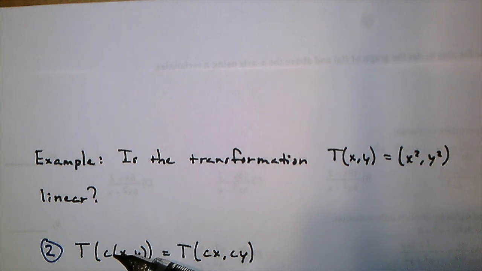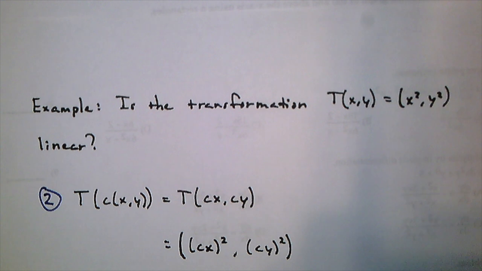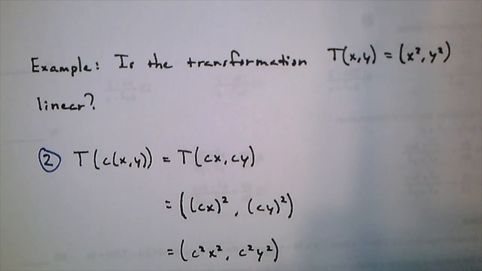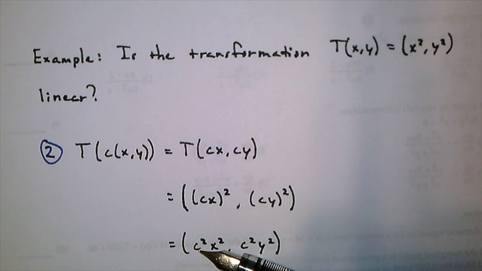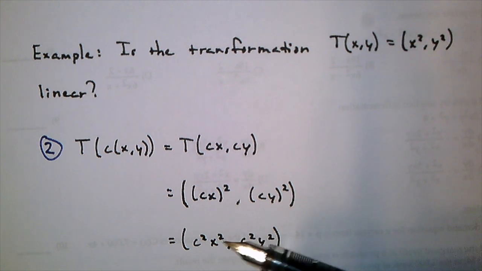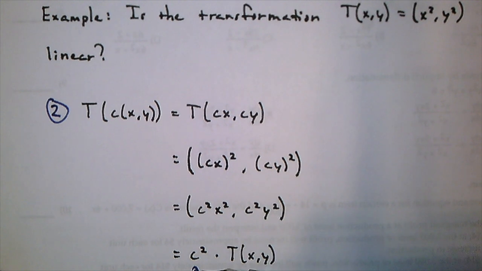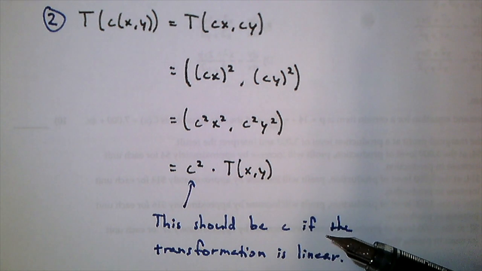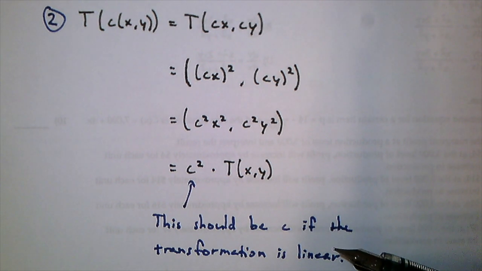If this is linear, then this c, the scalar, should factor out to the front. So begin by multiplying through. You get cx comma cy. And then use the definition of this transformation. We square the first coordinate and the second coordinate. So this becomes c squared x squared, comma c squared y squared. And that c squared, since it shows up on both elements of our vector, can be pulled out to the front. So if this was going to be linear, remember, this should be a c. But in reality, we got a c squared. So this transformation is not linear.